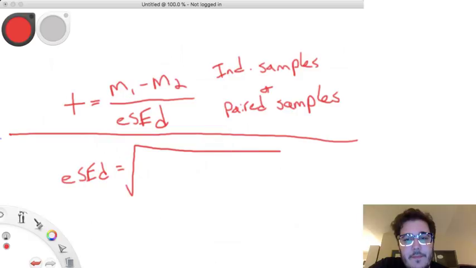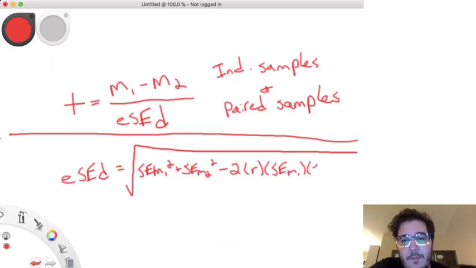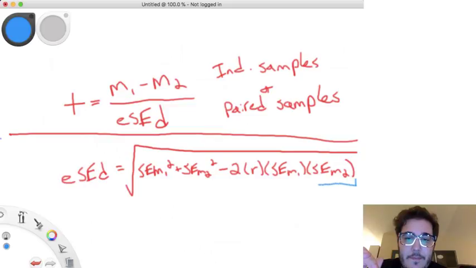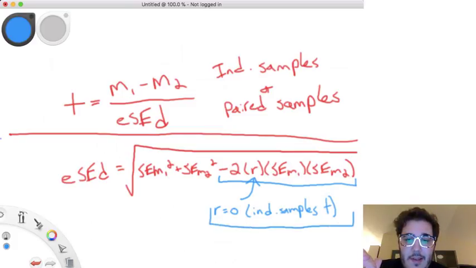So it's standard error of the mean for group 1 squared plus standard error of the mean for group 2 squared minus 2 times r times the standard error of the mean 1 times the standard error of the mean 2. Right? So really, this equation is not different for independent samples and paired samples. What's the main difference? The main difference is this part. And if r equals 0, like in an independent samples t-test, then the whole thing equals 0. And all of this equals 0, right?